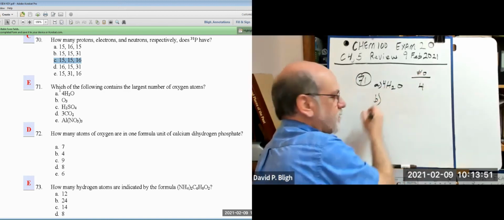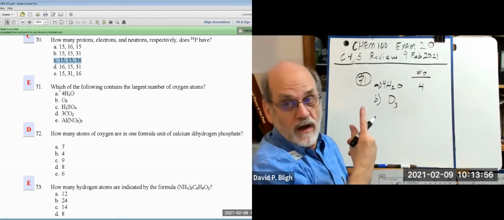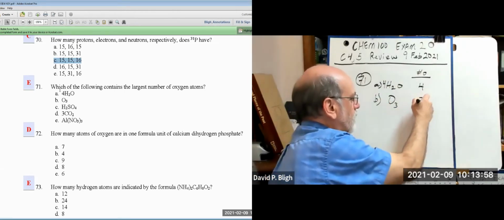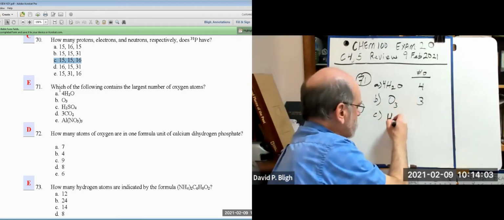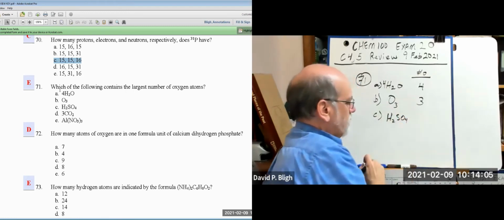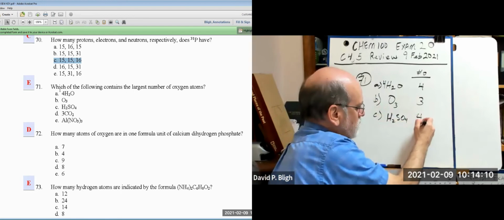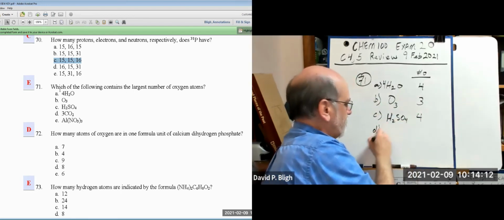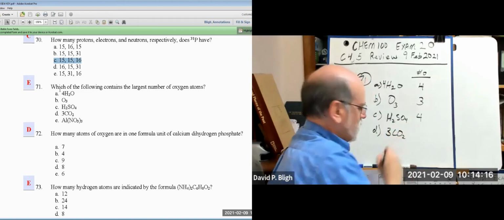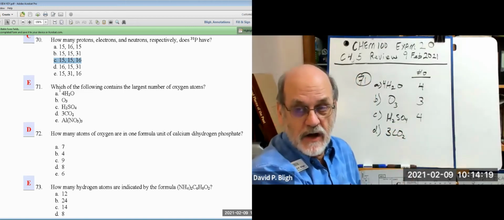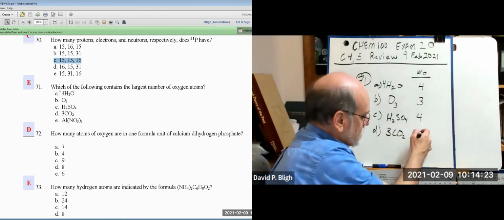Right? How about this one? Oh, 3. You've only got one of them, and they're 3. How about this one? H2SO4. You've got 4 oxygens, only one molecule, so that's 4. And 3 CO2s, carbon dioxide, you have 2 for each molecule, but you have 3 molecules, so that's 6.